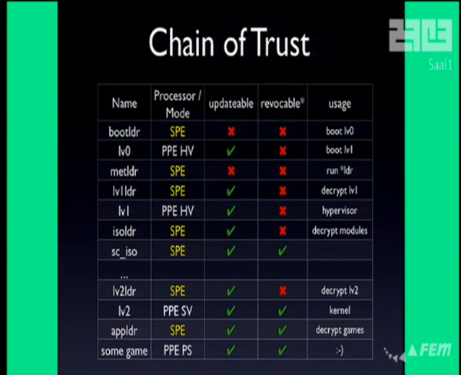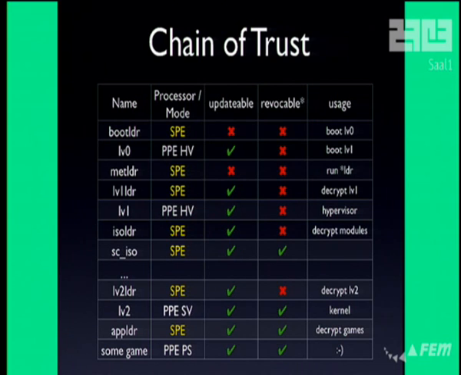So here we have it again, and on the left you just see what is run in chronological order, and on the right you see the usage. And there are two things there which they can't update: bootloader and metaloader. Bootloader is the very first thing that runs, and metaloader is used to load isolated SPU binaries. They can't update that because it's encrypted with a console-specific key. And yeah, the rest can update all the other things.